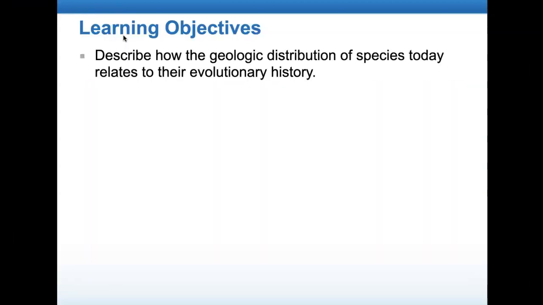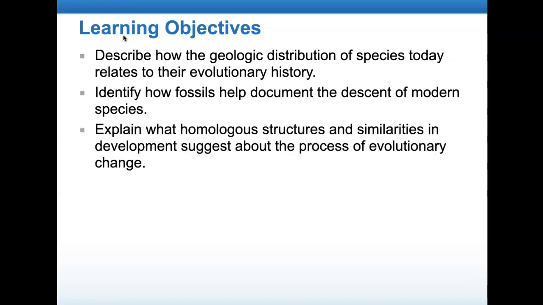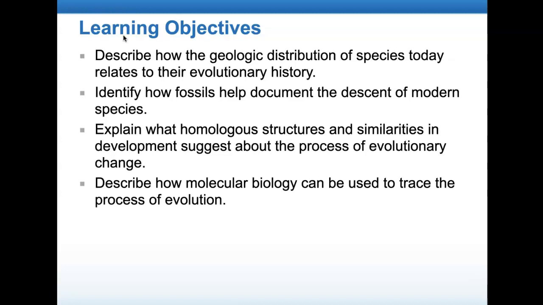Learning objectives. Describe how the geologic distribution of species today relates to their evolutionary theory. Identify how fossils help document the descent of modern species. Explain what homologous structures and similarities in development suggest about the process of evolutionary change.